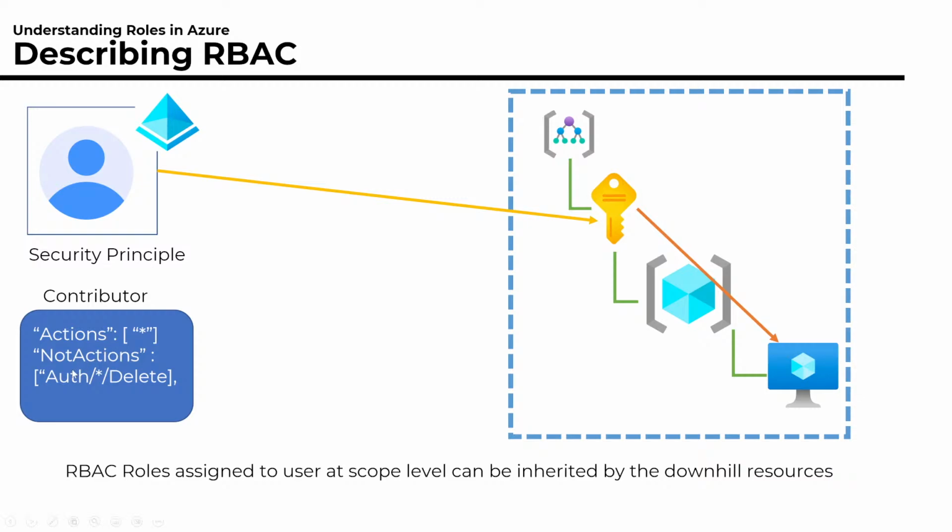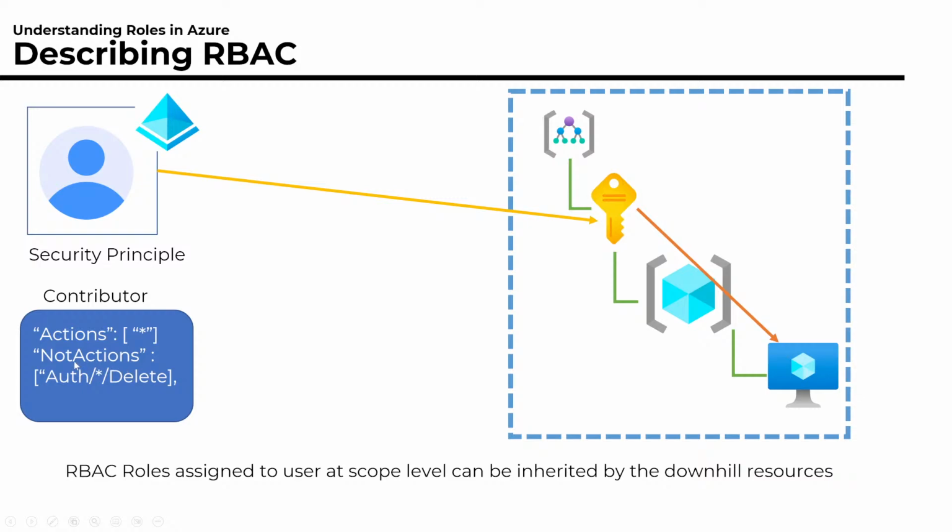We can assign those roles, like Azure roles, through the portal as well. But in the backend, the access policies and the access privileges are stored in JSON objects, or in JSON format. Here we have mentioned the actions as star. Star is nothing but providing the access to perform all the actions at this contributor level, except the authorization and the deletion.